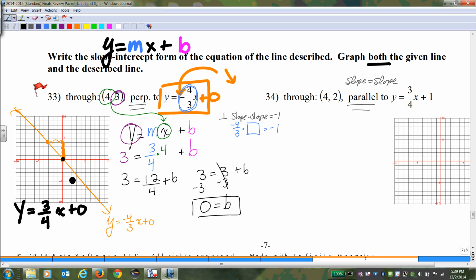So we start at 0. It's going to be positive, so we're going to go up 3, 1, 2, 3, over 4, 1, 2, 3, 4. Or I could go down 3, 1, 2, 3, and over 4 this way, 1, 2, 3, 4. We graph our line there. This is our perpendicular line.